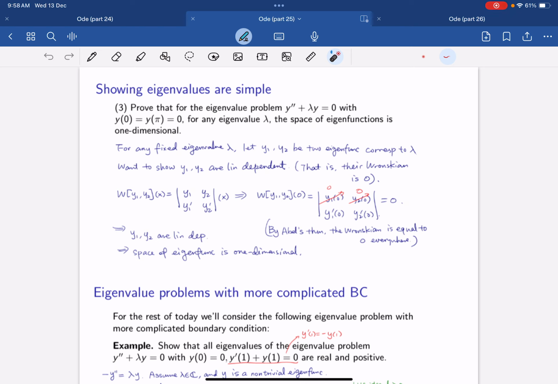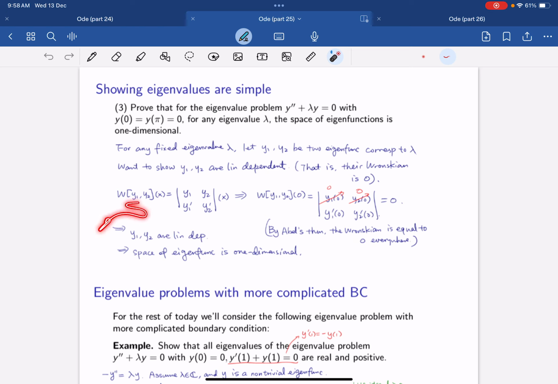So the last observation is that we actually showed that all the eigenvalues are simple. Let's just say you have one eigenvalue already, and this eigenspace has dimension more than 1, so let's just say 2. You have 2 eigenfunctions corresponding to lambda. Then we want to show that actually y1 and y2 are linearly dependent on each other. That means their Wronskian is 0.